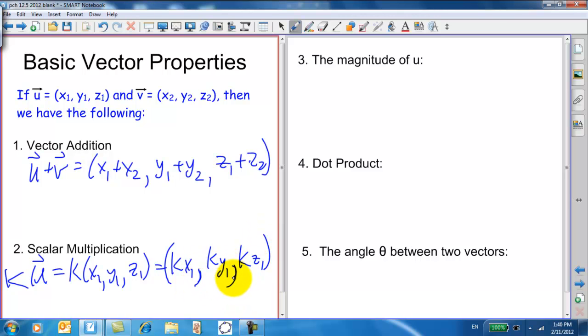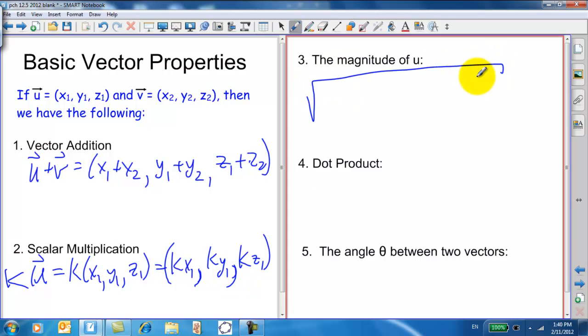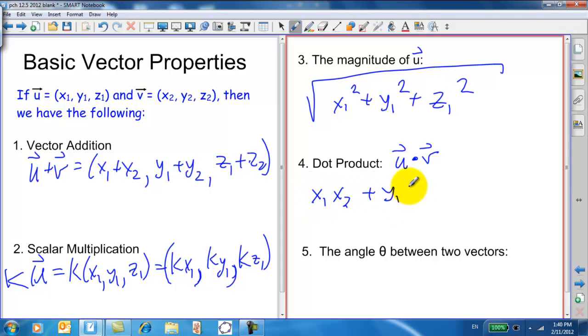The magnitude of u comes from the distance formula we talked about before. That will be the square root of x1 squared plus y1 squared plus z1 squared. Dot product of u dotted with v, again multiply the corresponding parts. So it becomes x1 x2 plus y1 times y2 plus z1 times z2, and again you get a scalar.